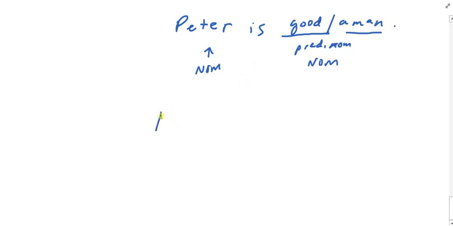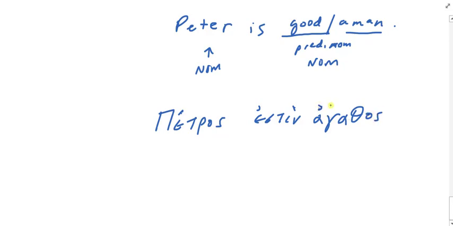Well, so, Petros, estin, and then good would be, do we know agathos? It's in the next chapter. Okay, good. But notice that Petros, nominative case, sigma, agathos, nominative case, sigma for the adjective. Okay? If Peter is a man, it's Petros estin anthropos. And notice that is also nominative case.